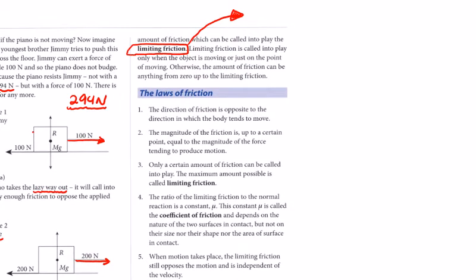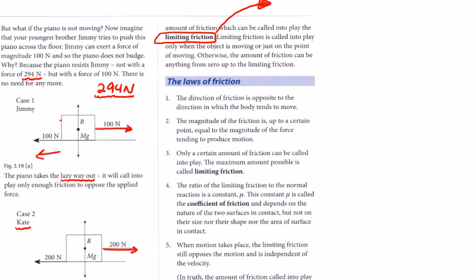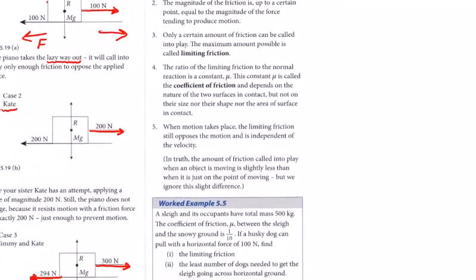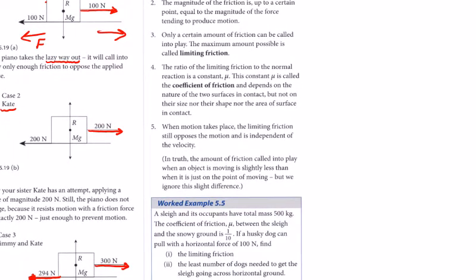The first law: the direction of friction is opposite to the direction which the body tends to move. And we saw this, friction will go this way, the body is going to move this way, so we're going to see this in all of our questions. The magnitude of friction is up to a certain point equal to the magnitude of the force tending to produce motion. Otherwise, a certain amount of friction will be called into play, and the maximum amount is limiting friction. Just think of the piano example.